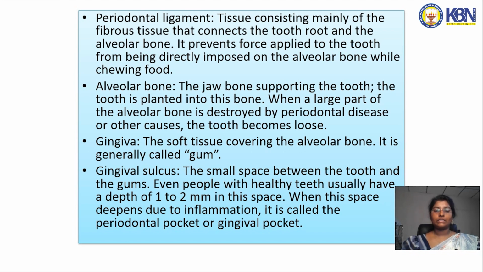Gingival sulcus, the small space between the tooth and the gum. Even people with healthy teeth usually have a depth of 1 to 2 mm in this space. When this space deepens due to inflammation, it is called the periodontal pocket or gingival pocket.